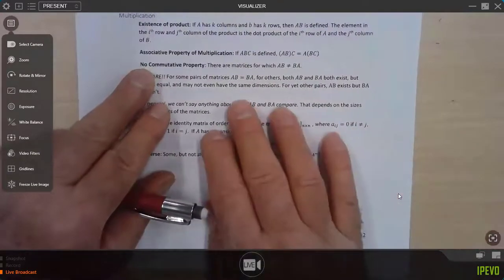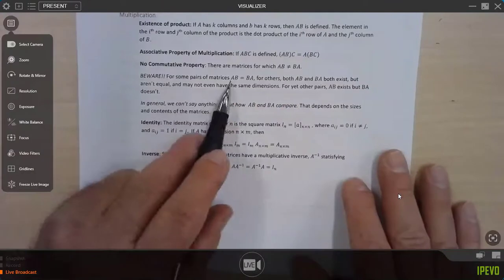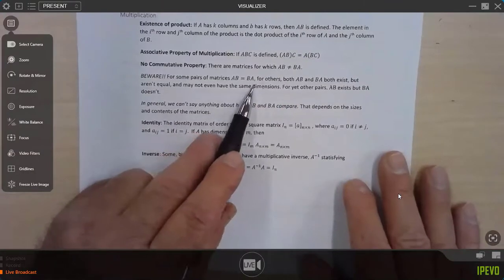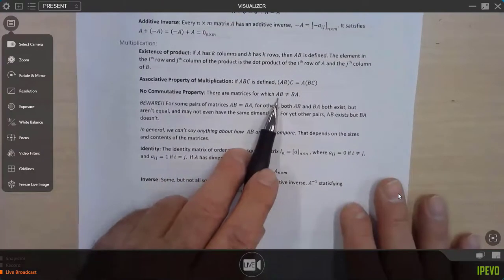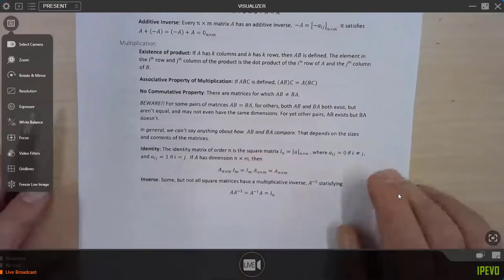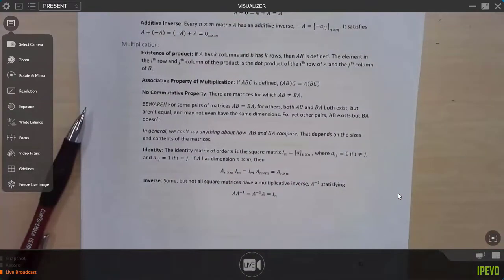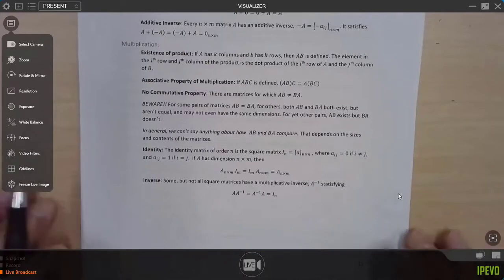Multiplication is not nearly so nice. For some pairs, A times B is B times A, but for most, A times B is not B times A. In fact, it's entirely possible that A times B is defined and B times A is not. So be aware of that.